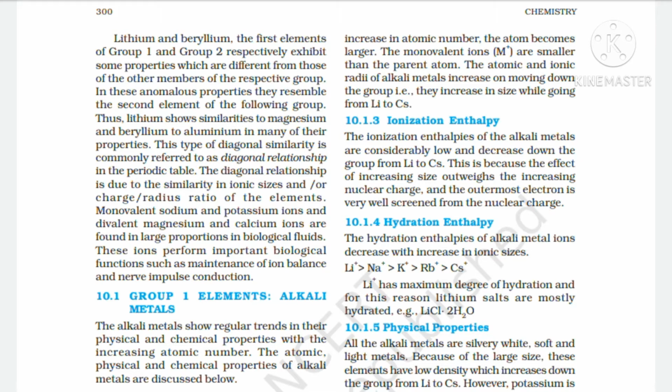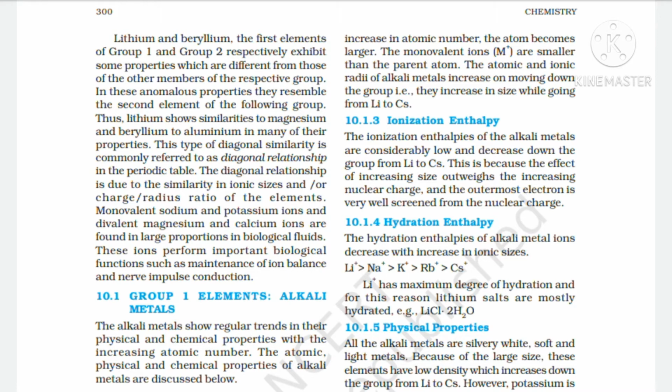Metallic radius: lithium 152, sodium 186, potassium 227, rubidium 248, cesium 265. Ionic radius: lithium 76, sodium 102, potassium 138, rubidium 152, cesium 167.